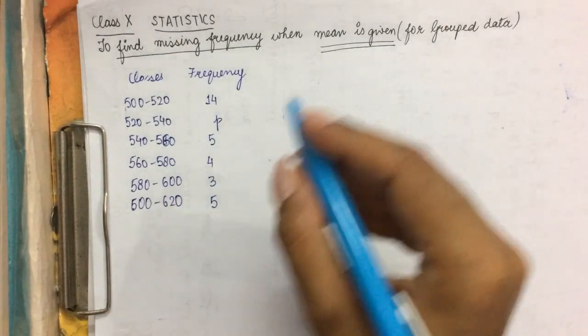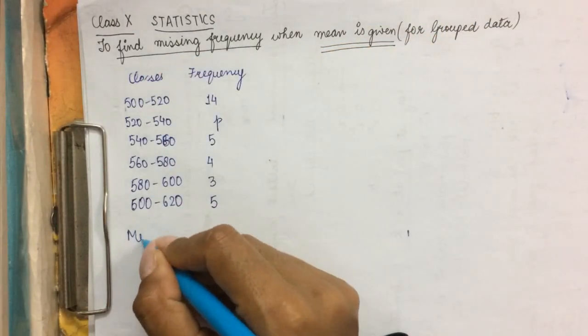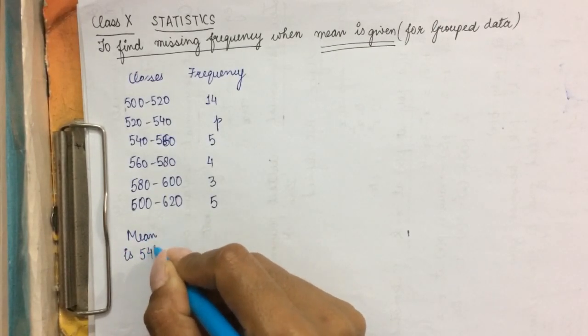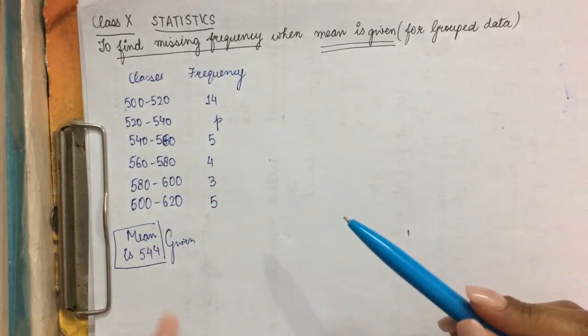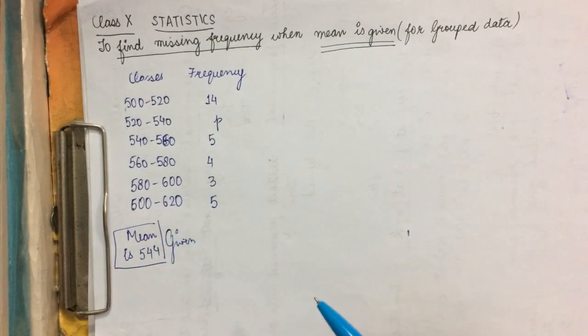And I have been given that the mean for this data is 544. So along with the classes and the frequencies, I've been given that the mean is 544. I have to find out the value for this missing frequency P. Now the concept here is to find out the mean the way you would normally do, either with direct method, shortcut method or step deviation method. Follow the steps, find out the mean. Whatever mean you obtain in terms of P, equate that value with 544.